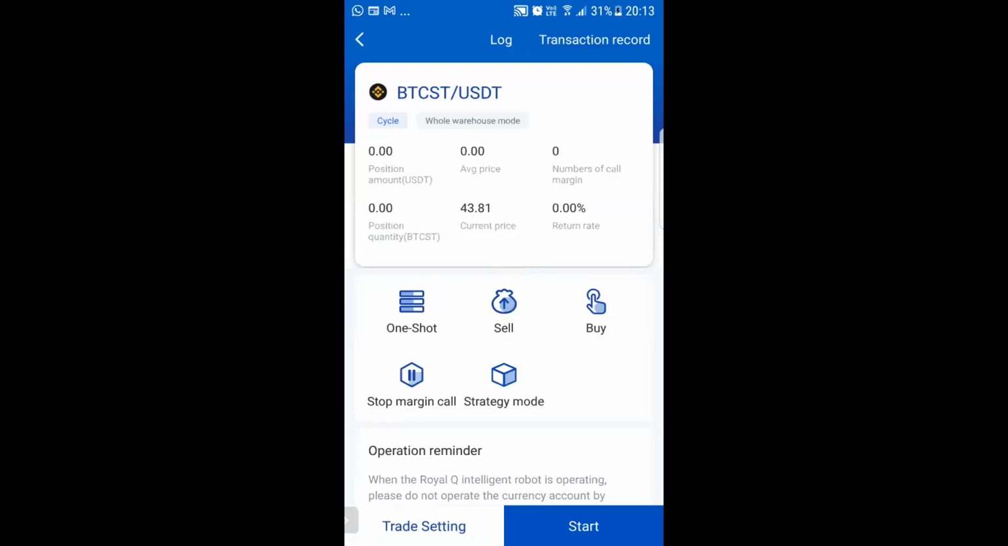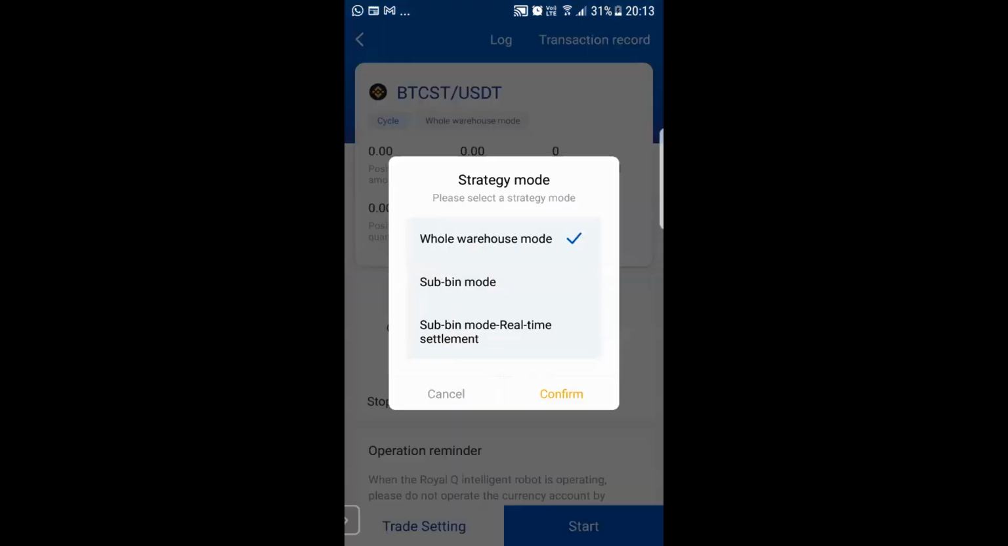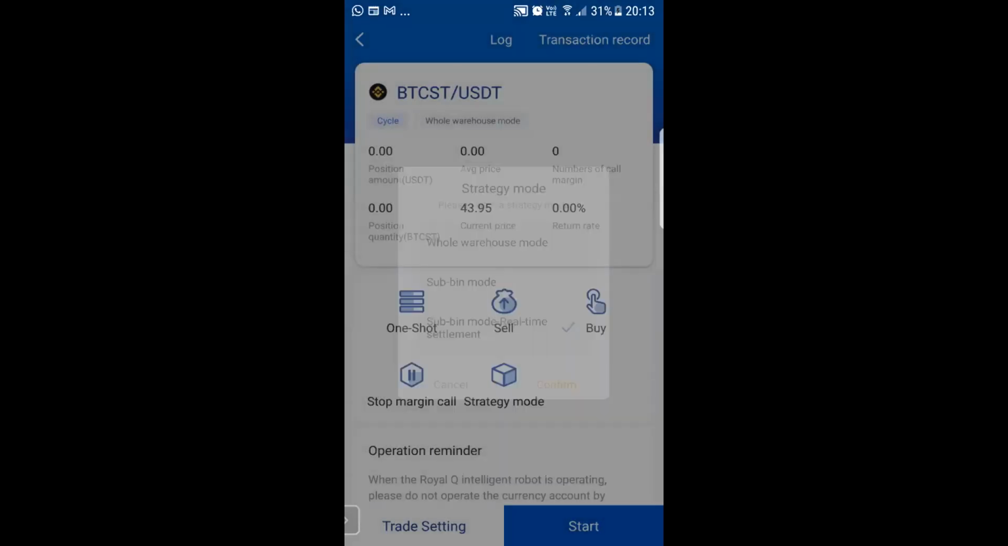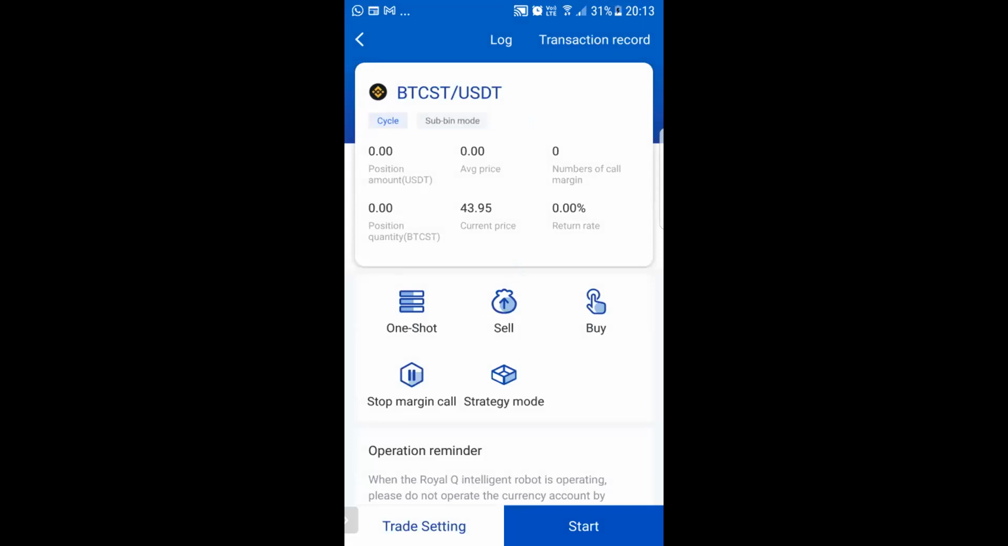You go to that cube. You see that cube is whole. Click on strategy mode. You see you are on a whole warehouse mode. So now let's click the sub-bin mode, real-time settlement. You click that and then you confirm. And then let's start our trade.